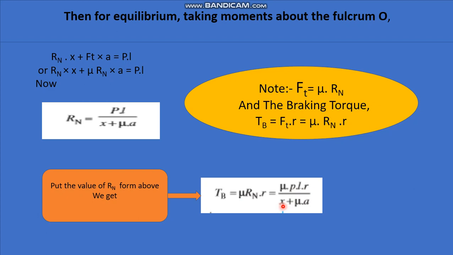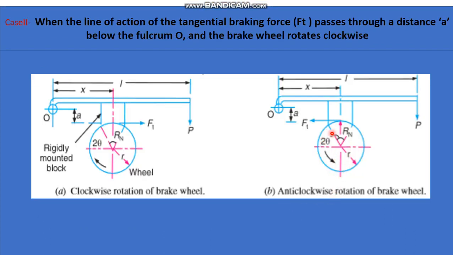Now the next case is when this drum is rotated in anti-clockwise direction. Now guys, you can see here when the drum is rotated in clockwise direction, the braking force is in this direction, but when the direction of rotation is anti-clockwise, the force of friction is induced in this direction.